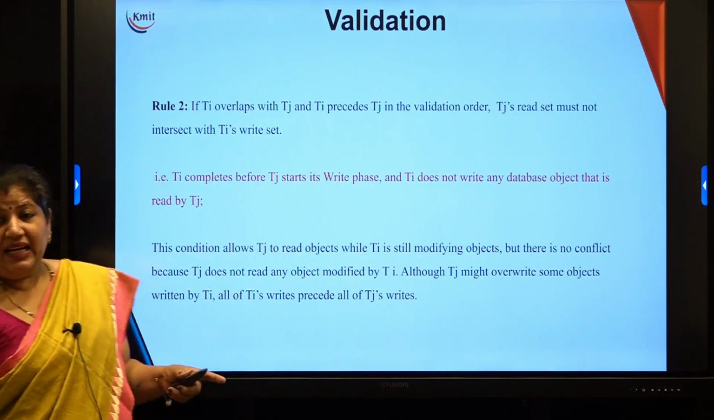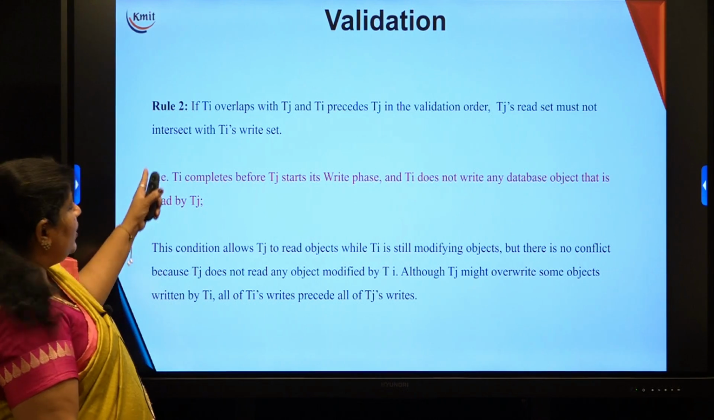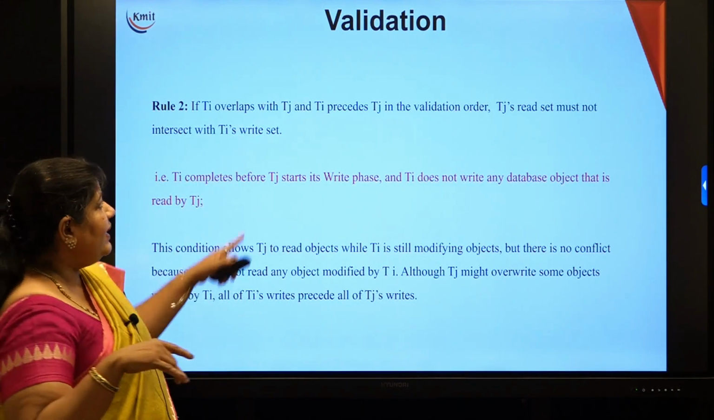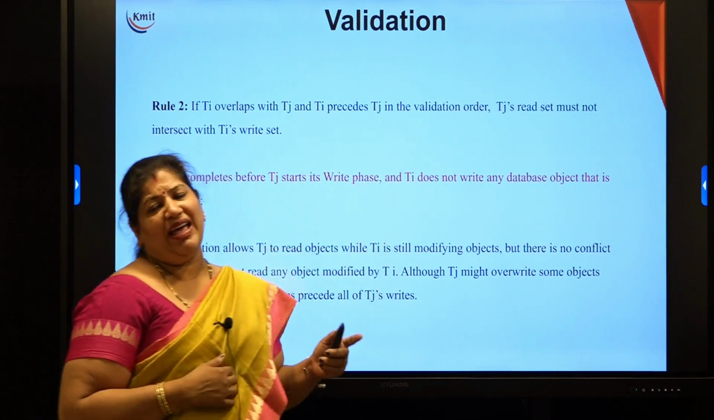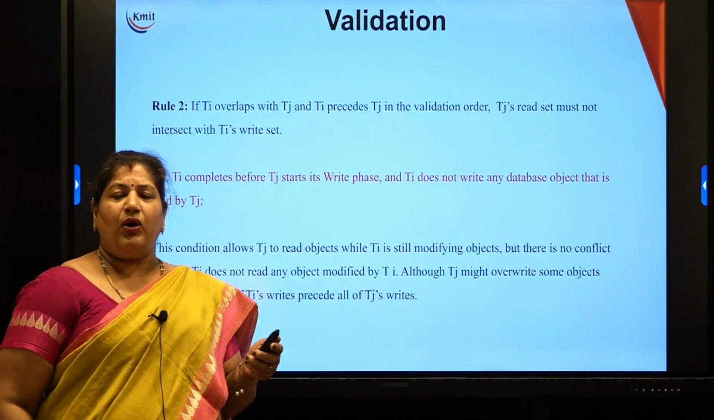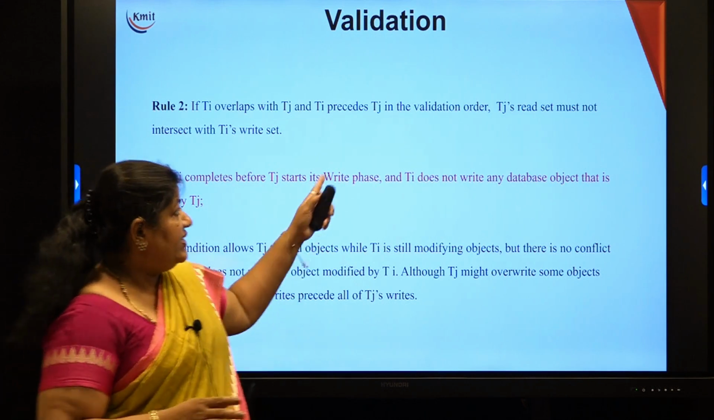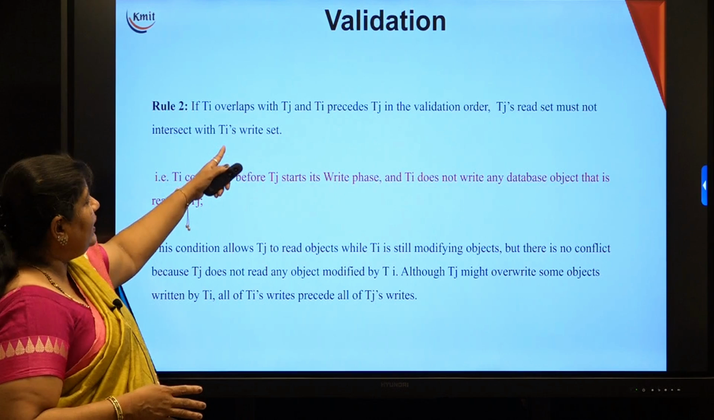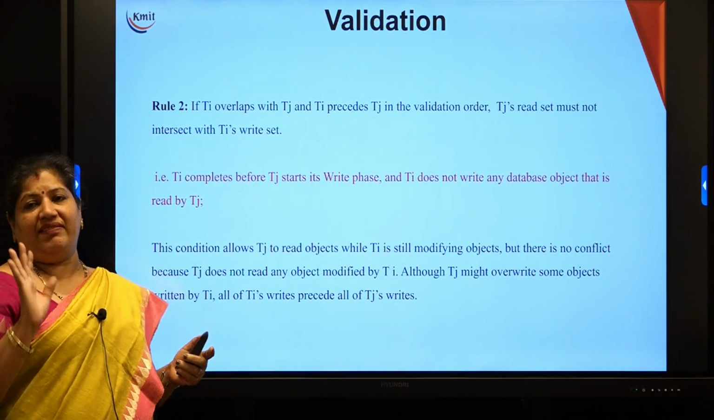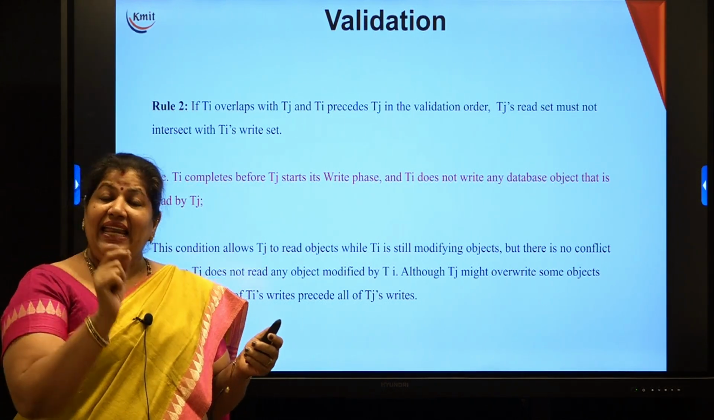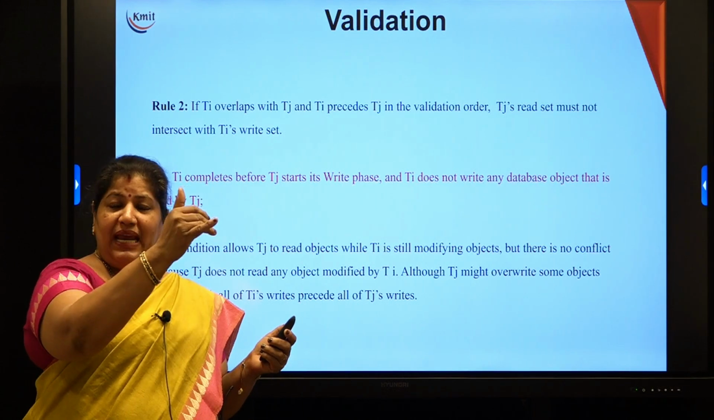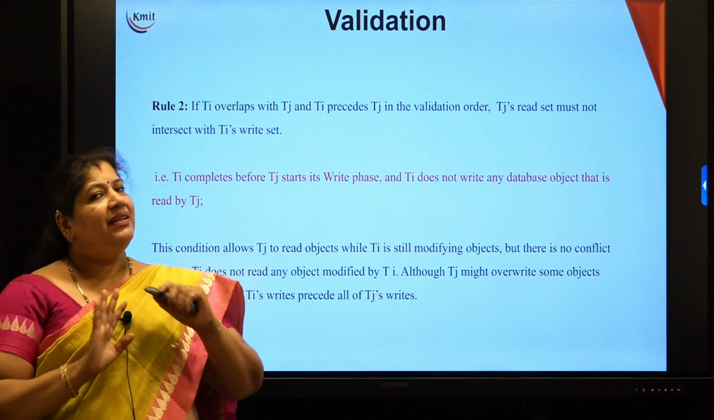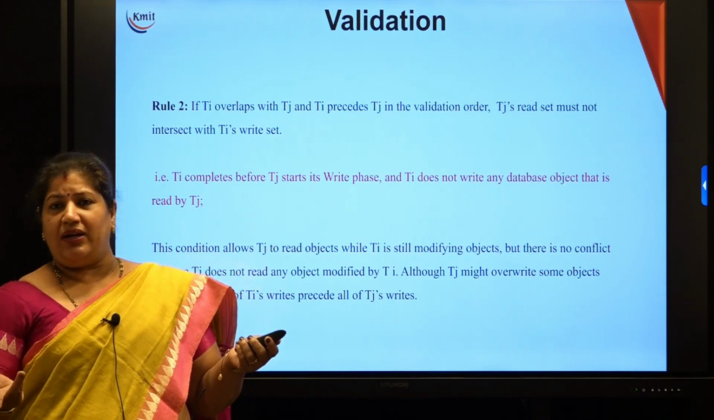Coming to the second condition, the second rule says, if TI overlaps with TJ and TI precedes TJ in validation order, in the timestamp order, then TJ's read set must not intersect with TI's write set. That means anything that TI has updated, TJ should not read. If that is the case, there will not be any conflict. You need not restart.